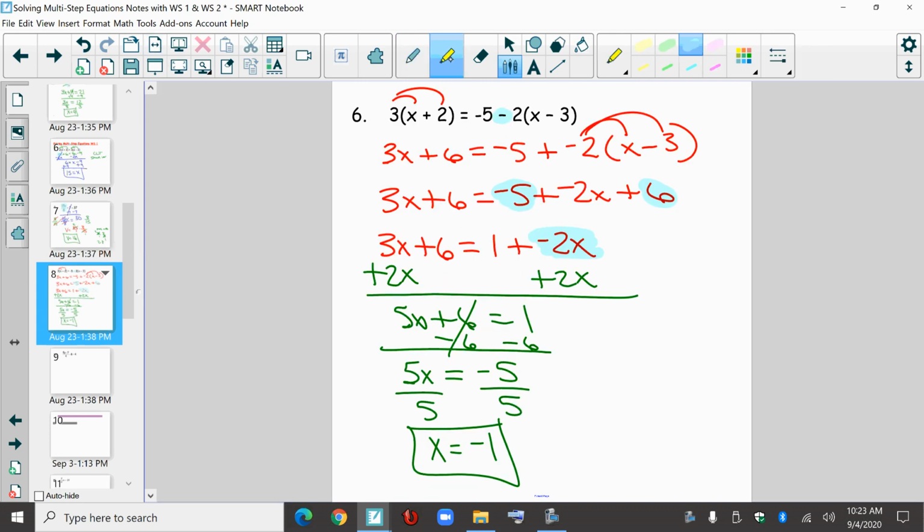The key to this problem is this right here. You have to make sure that you are, without a doubt, changing that minus to a plus negative. Okay? That's a really hard problem.